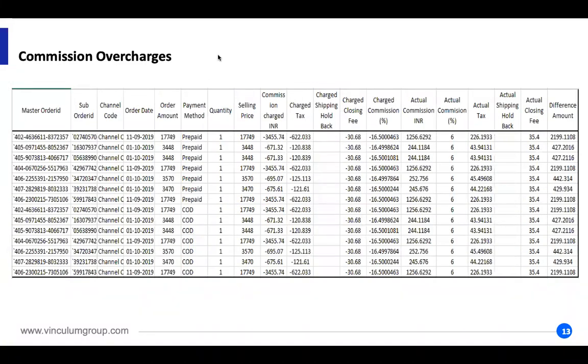Same way we calculate the commission overcharges. Our system correctly knows what the commission was supposed to be charged versus what has actually been charged. All you need to do is use this file and raise a claim. We also have a dedicated dispute management team in case you do not have the bandwidth to raise the claims. Our team raises the claims, does a follow up, and ensures the money comes back directly into your seller account.